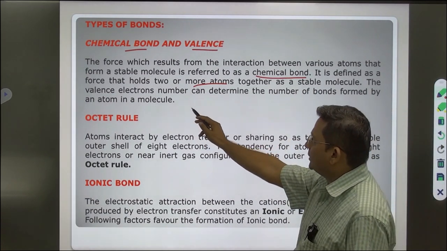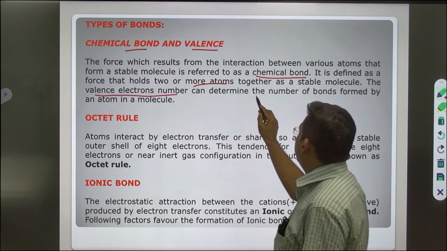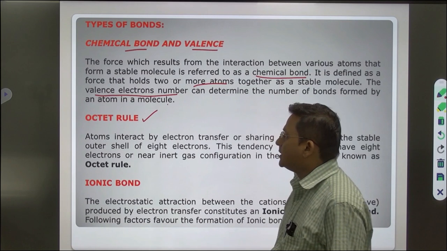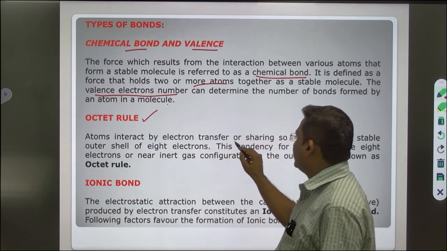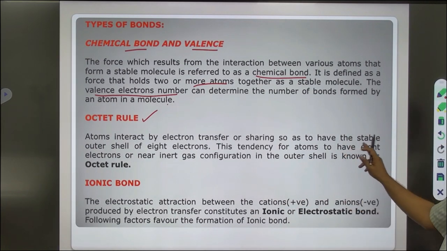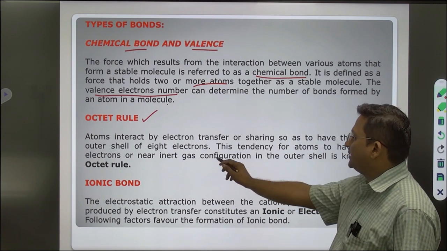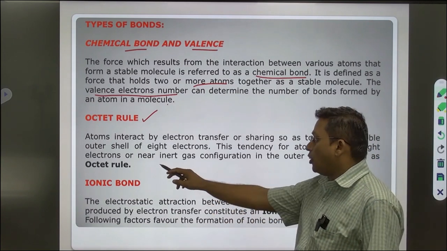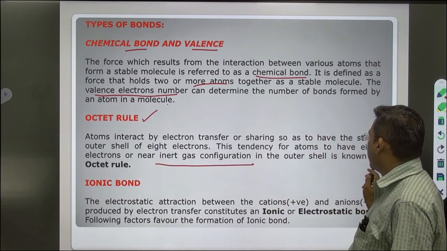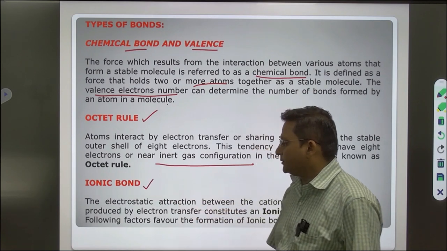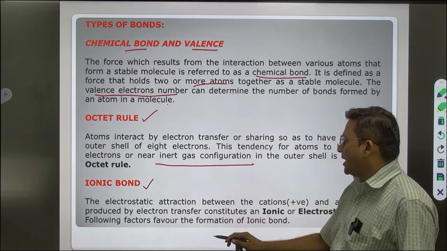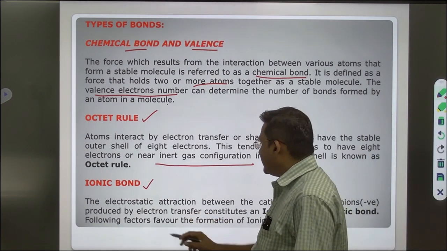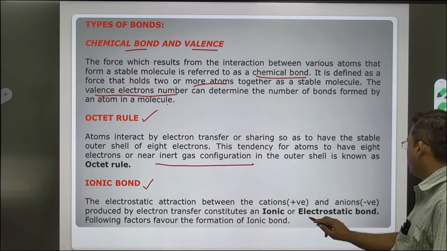The valence electron number can determine the number of bonds formed by an atom in a molecule. Octet rule. Atoms interact by electron transfer or sharing so as to have a stable outer shell of 8 electrons. This tendency of atoms to have 8 electrons, or a near inert gas configuration, in the outer shell is known as the octet rule. Ionic bond. The electrostatic attraction between cation (positive ion) and anion (negative ion) produced by electron transfer constitutes an ionic or electrostatic bond.